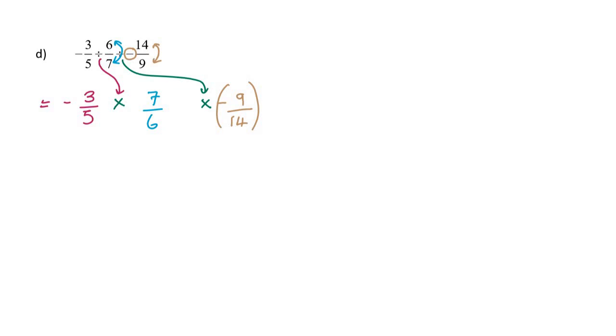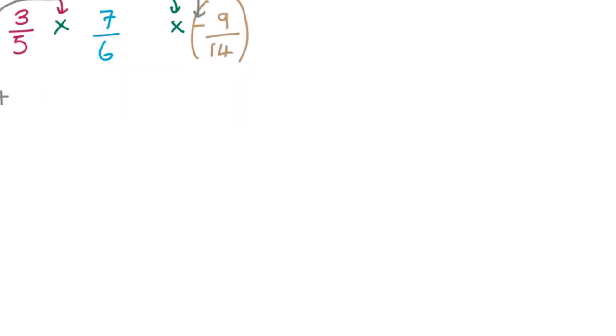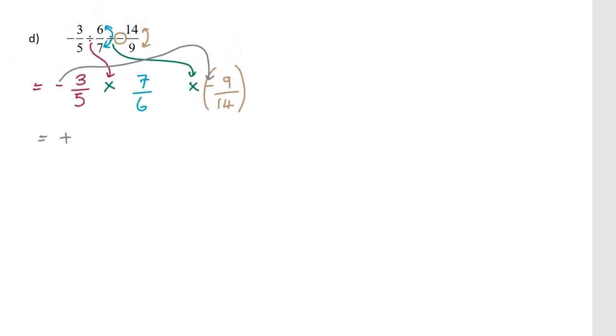Okay, now again, this is probably an example of where cross-cancelling would work nicely, but let's do the first method first. Well, let's first deal with our signs. What's a negative times a negative? That's a positive. So I'm just writing that in there to remind myself. Oh, sorry, let me zoom out.